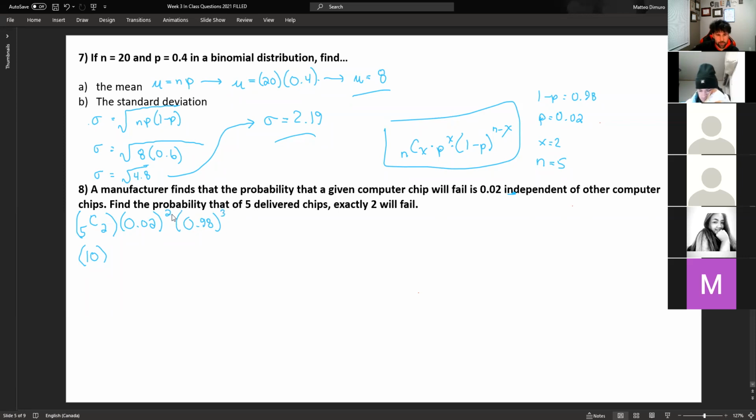I always double check when doing one of these questions: this exponent, the 2, and this exponent, the 3, should add up to whatever n is. n is 5, so these 2 exponents should add up to 5. You can catch mistakes sometimes by doing that. When you type in just this part, 0.02 raised to the power of 2, you get 0.0004, so a decimal, then 3 zeros and a 4.